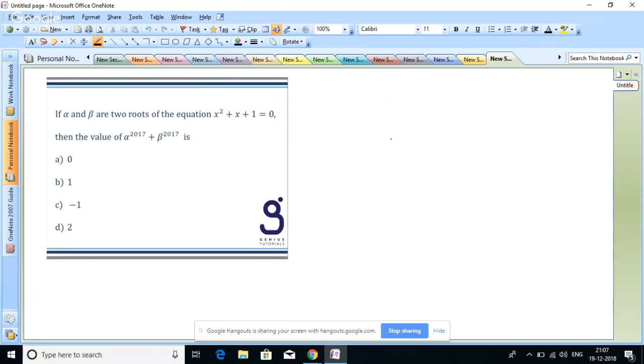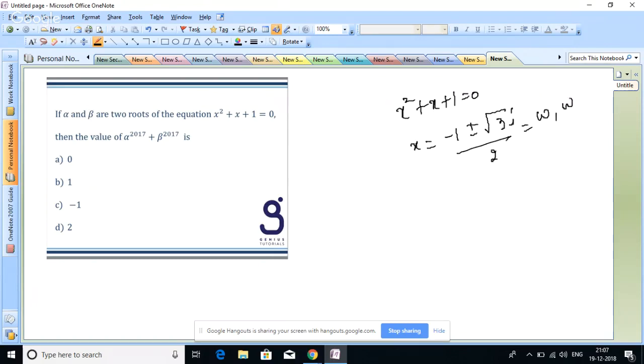Alpha, beta are roots of this equation, x square plus x plus 1. If I simplify this by the quadratic formula, x is minus b plus minus under root b square minus 4ac upon 2a. The roots are nothing but omega and omega square. And we know these two results, that 1 plus omega plus omega square is 0 and omega cube is equal to 1. These are results about cube roots of unity. You just keep these things in your mind.